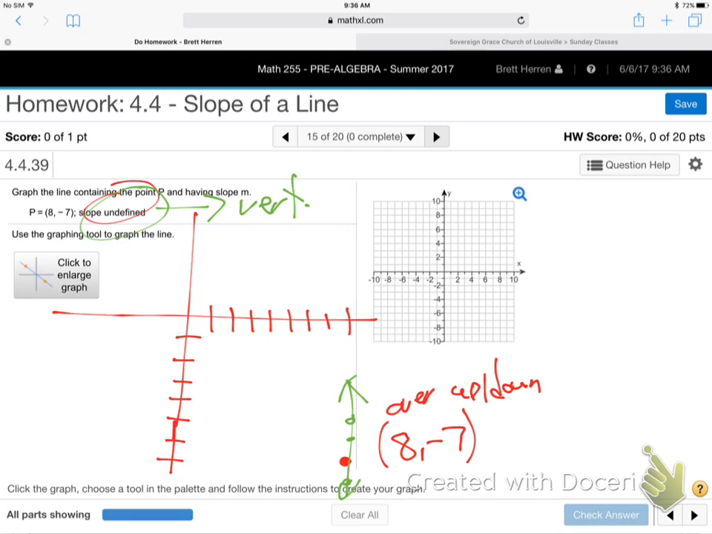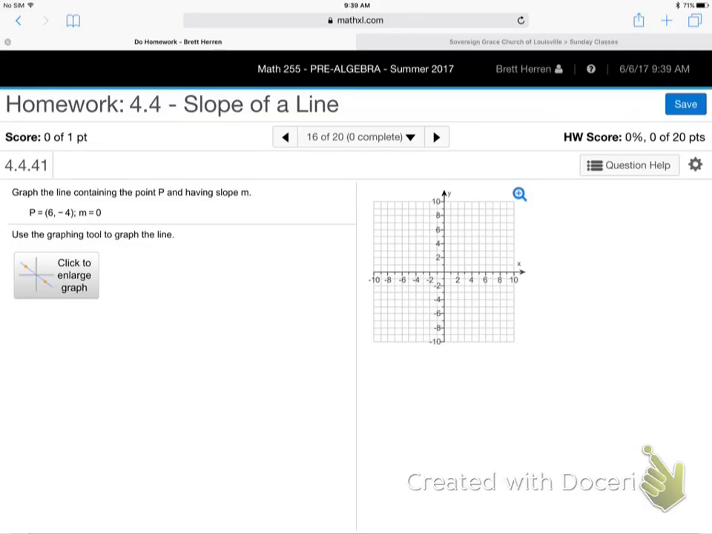So let's go do that one real quick. I'll do that one on Math. All right, let's try that one. So put the dot on the graph. One, two, three, four, five, six.